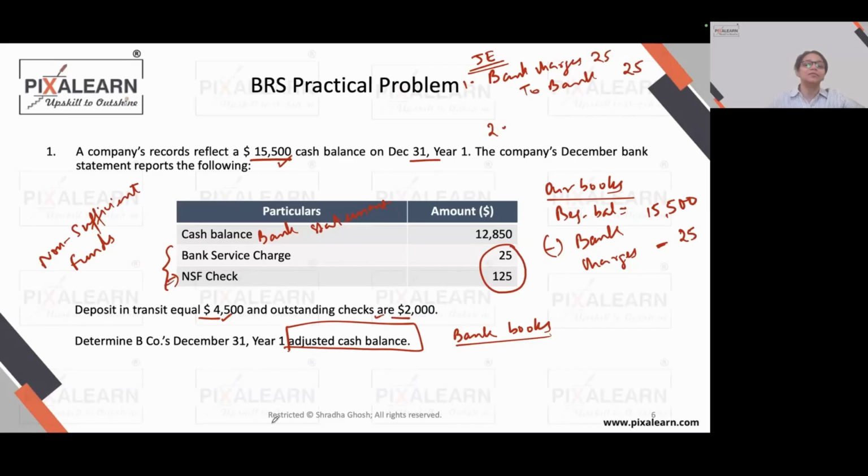The second JE is the NSF check. What will be the JE that I'll pass there? So there was a party who paid us. When he paid us, I passed a journal entry which said I received cash from the party and I reduced the receivable. And I would have done 125 in my books. Then what did I do? I gave it to the bank and I asked the bank to encash it.